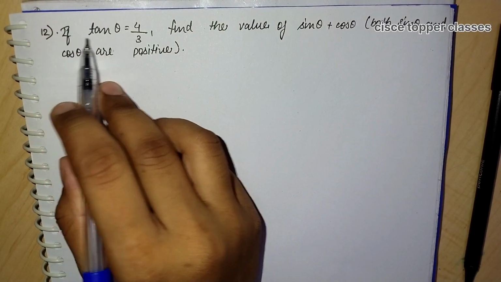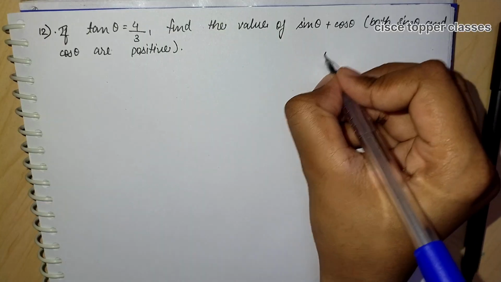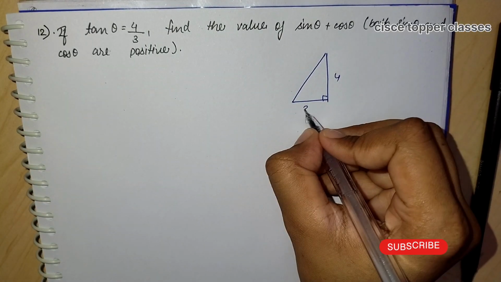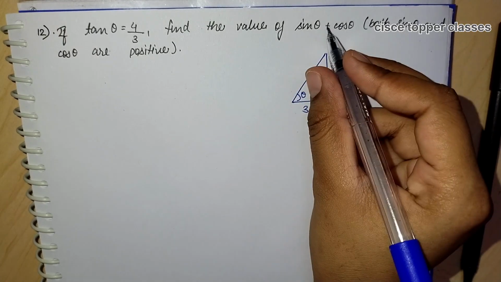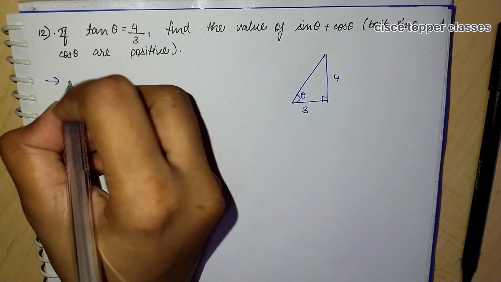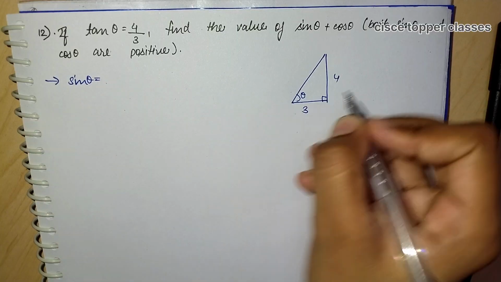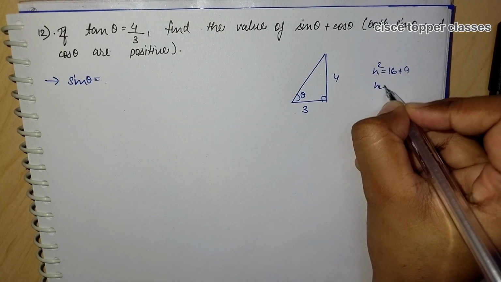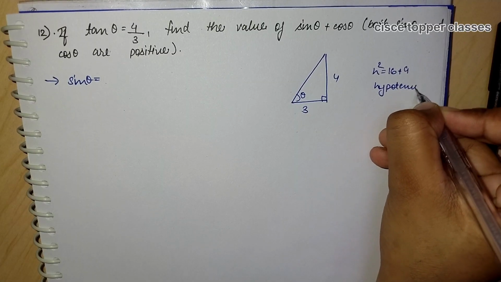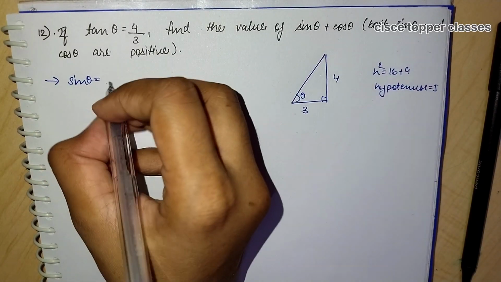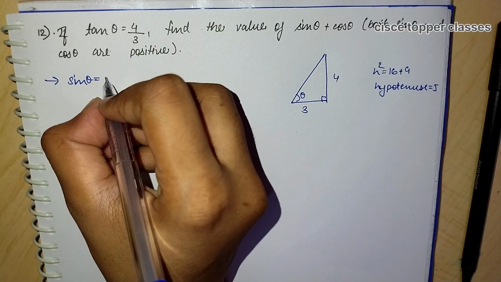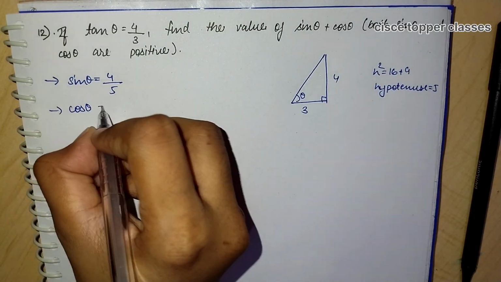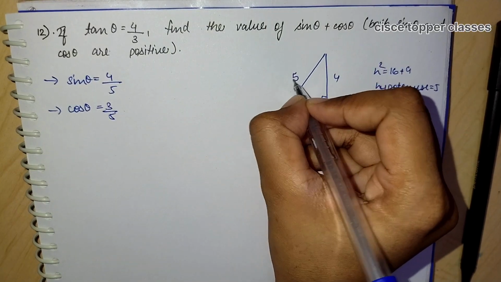Let us solve our 12th question. If tan theta is 4 by 3, means if we draw the right angle triangle like this, height by base is 4 by 3, this is theta, then find the value of sine theta plus cos theta. So here, the hypotenuse we can write as 16 plus 9 under root, so this hypotenuse will be 5. So sine theta will be perpendicular by hypotenuse, so 4 by 5. If we want to find the cos theta, this will be 3 by 5 because this is the hypotenuse.